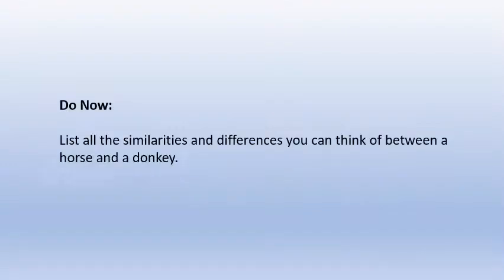Now today is going to be about looking at a piece of writing from The Wind in the Willows and seeing what similarities and differences we can find between two characters in it. It's Rat and Mole, and in one piece of writing you're going to be looking for similarities and differences between them. So to get us in the mood, I want you to list all the similarities and differences you can think of between a horse and a donkey.